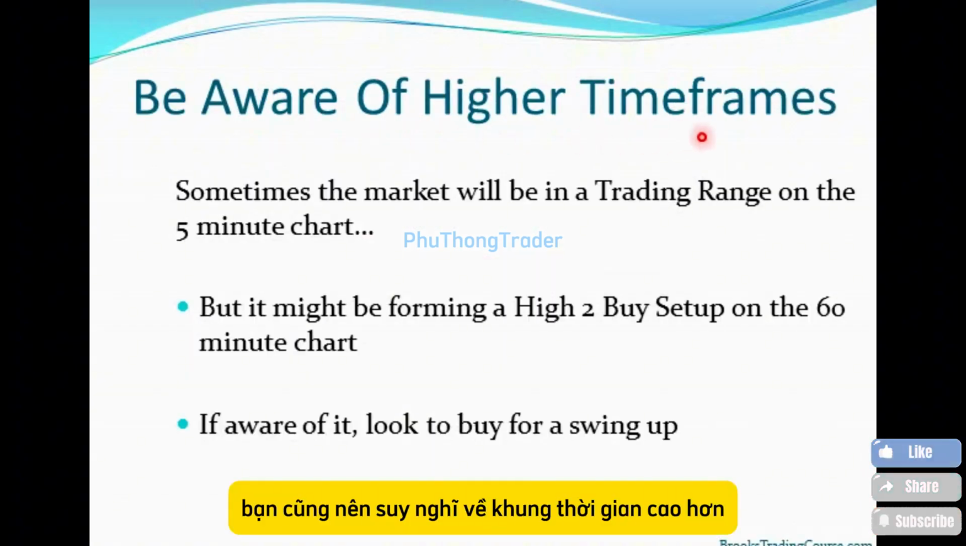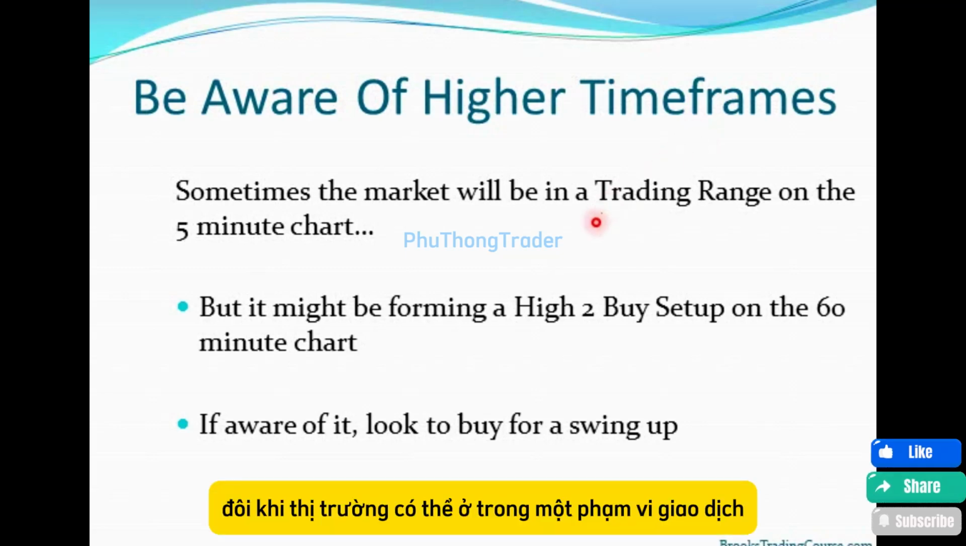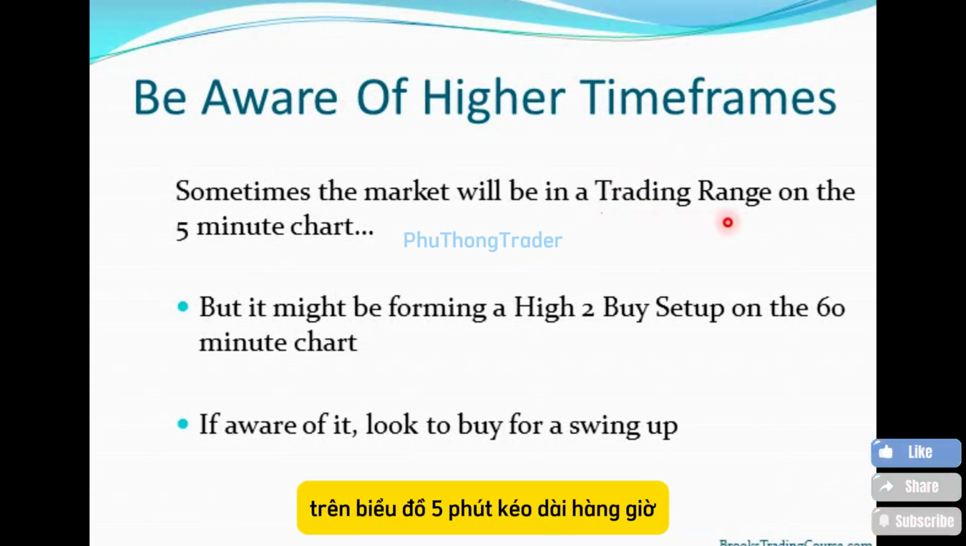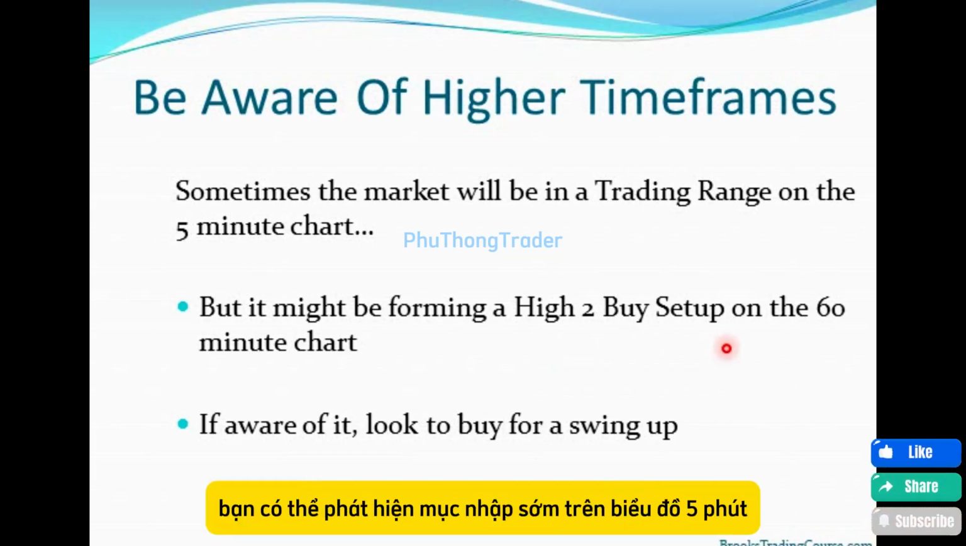You should also be thinking about higher time frames. Sometimes the market can be in a trading range on the 5-minute chart, lasting for hours, but it may simply be forming a high 2 buy setup on the 60-minute chart. And if you're aware of that, you can spot an early entry on the 5-minute chart, an entry earlier than what you would take on the 60-minute chart.